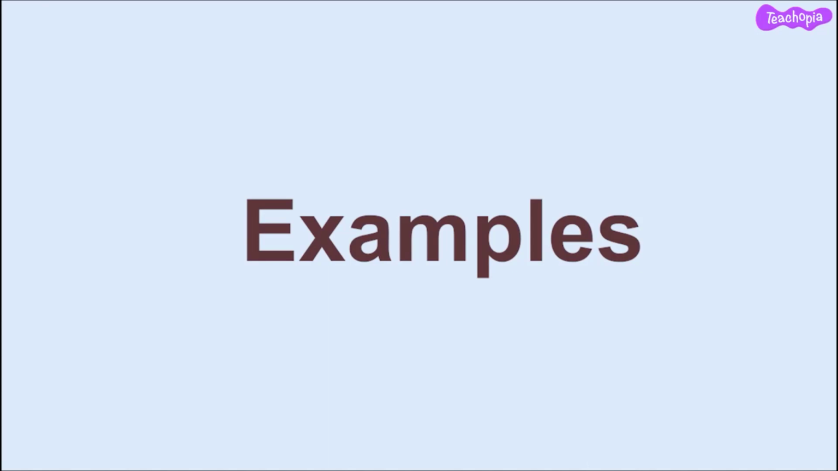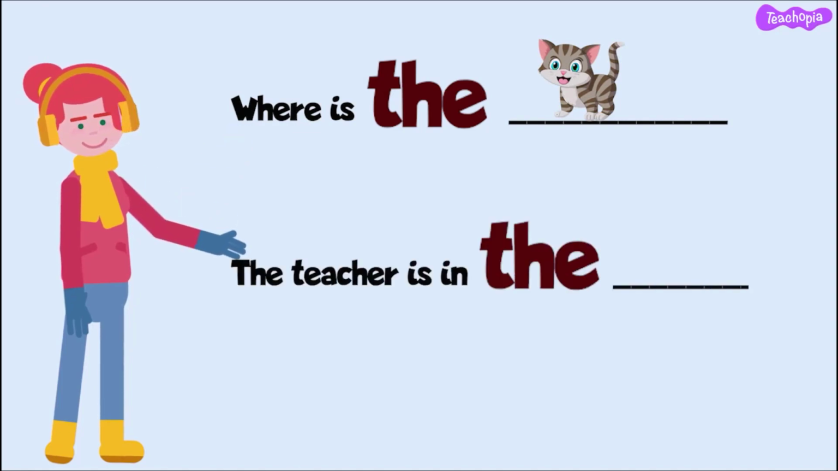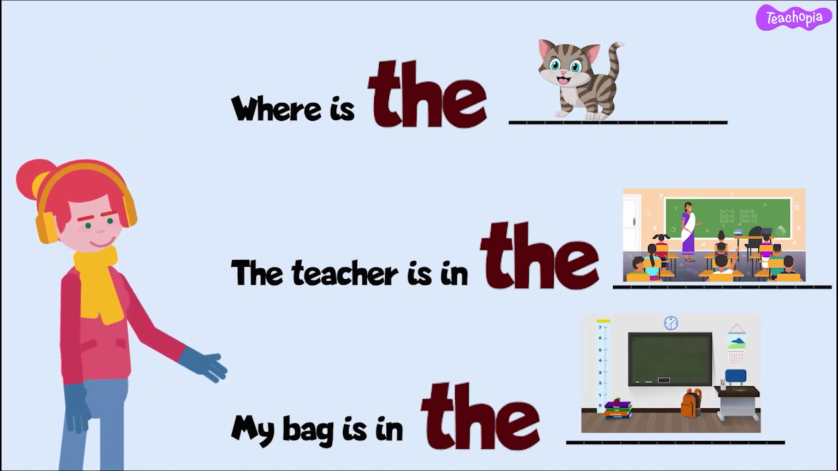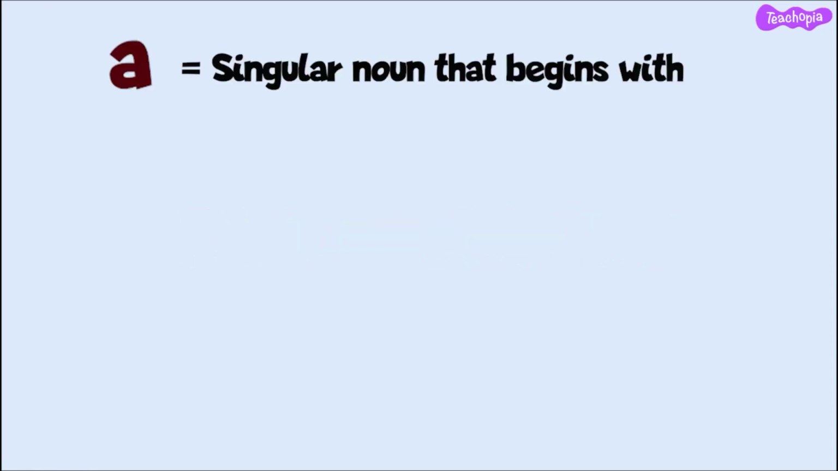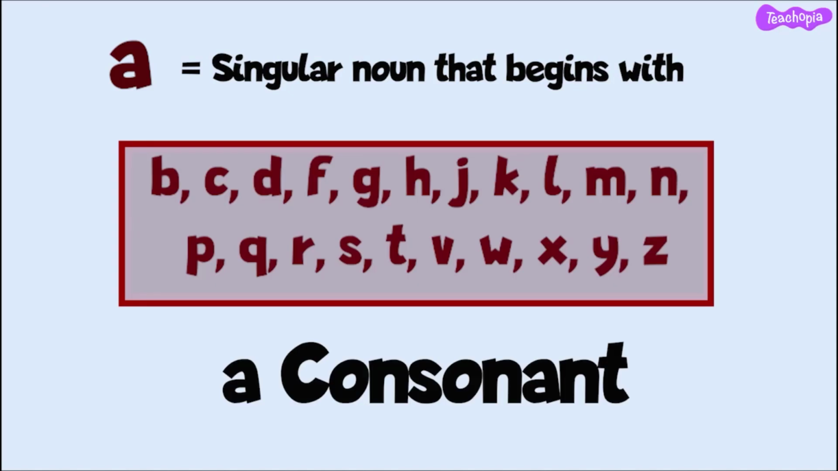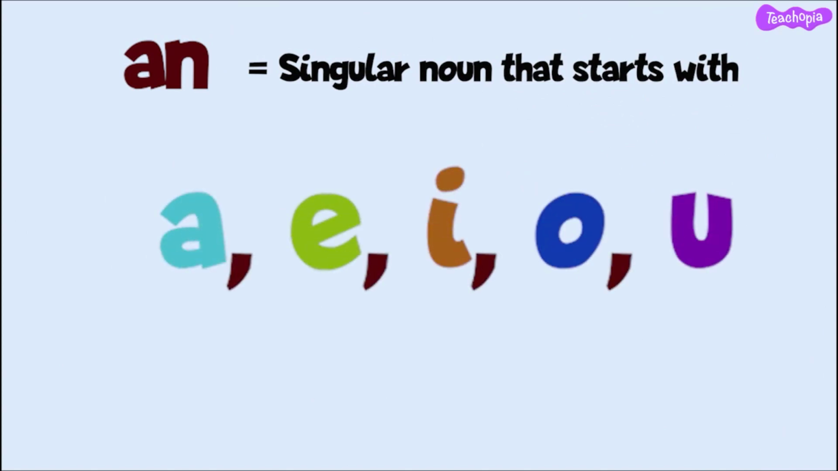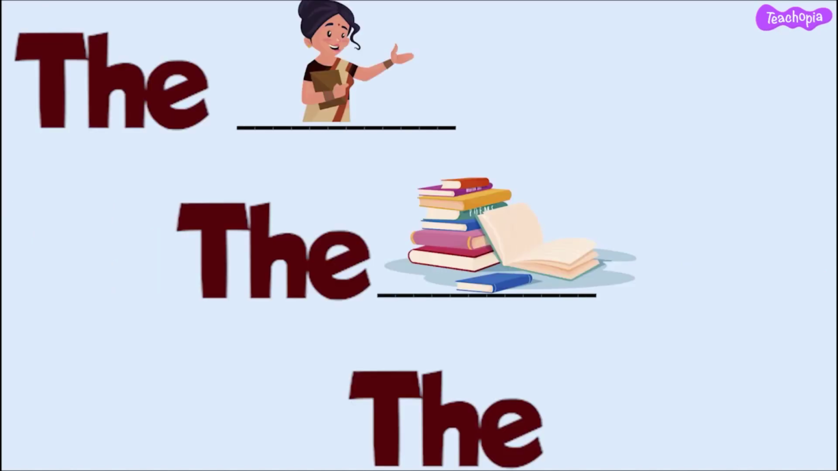Here are more examples. Where is the cat? The teacher is in the class. My bag is in the classroom. So, let's review. We use a before a singular noun that begins with a consonant. We use an before a singular noun that starts with a vowel. We use the before a particular singular or plural noun like the teacher, the books, the chalk.